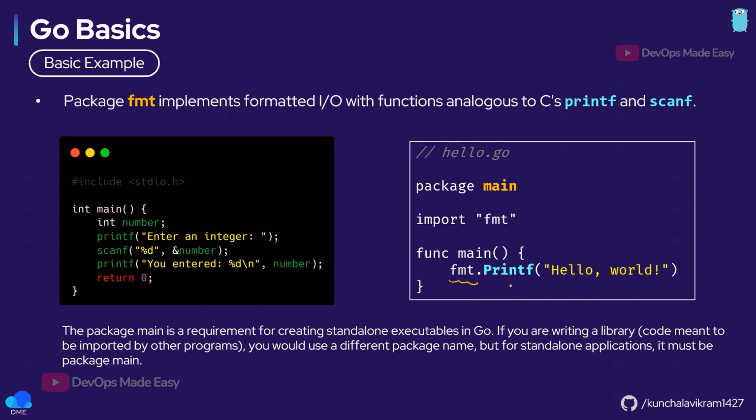So how do I import that package? It is using import fmt. So import fmt will import the fmt package. From that fmt package, I'm just calling a Printf function, and to that Printf function, I'm giving the Hello World. And this is a main function. If you see, this Printf is inside this main function.